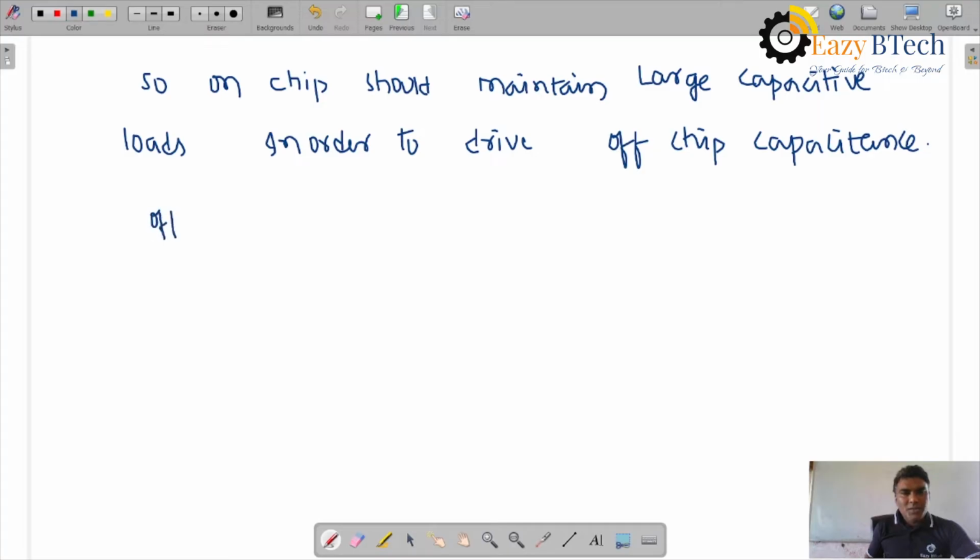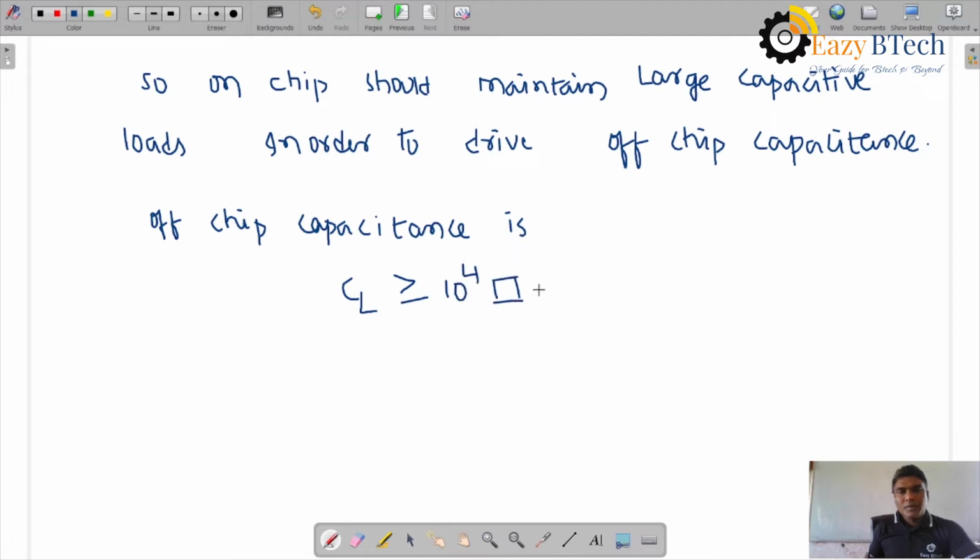Off-chip load capacitance is several times greater than or equal to 10 power 4 square Cg. Square Cg is the unit of the capacitance. Now it will be 10 power 4 times the square Cg value, the load capacitance of the off-chip capacitance.